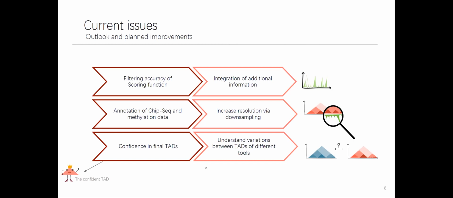And lastly, we have to assess our confidence in the final TADs, because, for example, Arrowhead has a quite different distribution of TAD sizes and TAD predictions compared to our algorithm. And there we have to further dig into gene density, etc., to validate our results. Yeah, thank you.